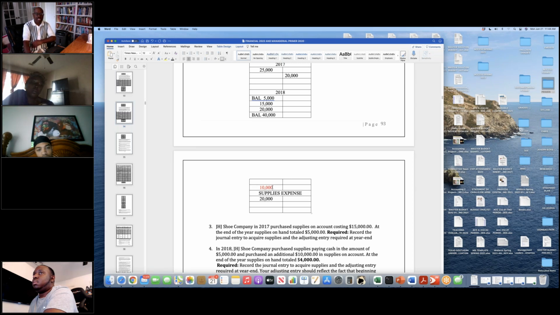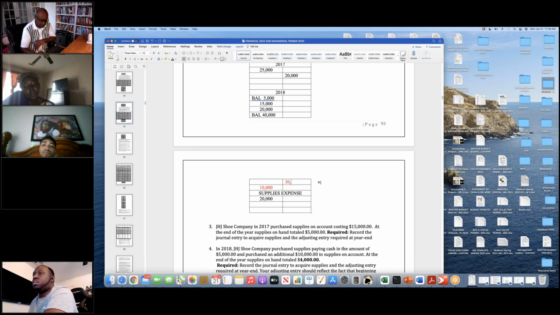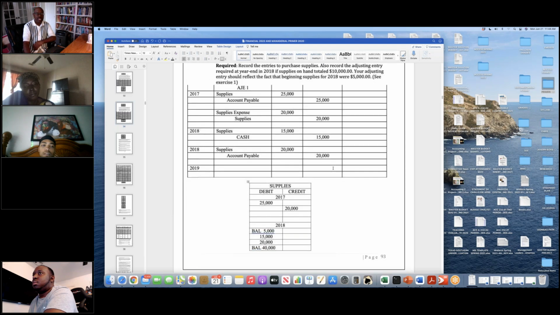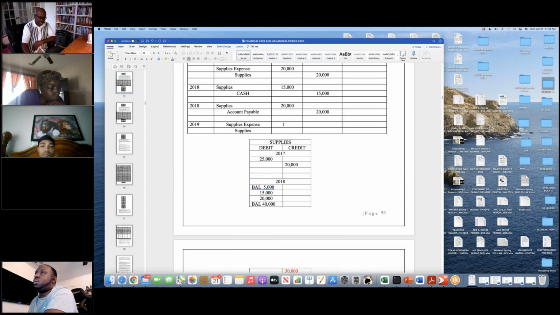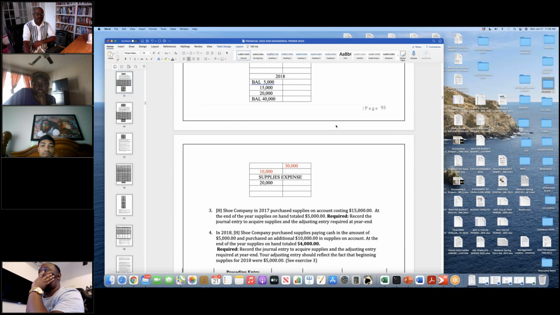So if the balance is 10,000 at the end of the period and we have 40 in there, how much is the AJE going to be? 30. 40 minus 10, 30,000. So we have to make an AJE in 2018. We make the AJE and put 30,000 in it. Then we post that 30,000.